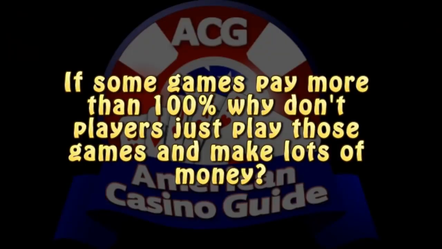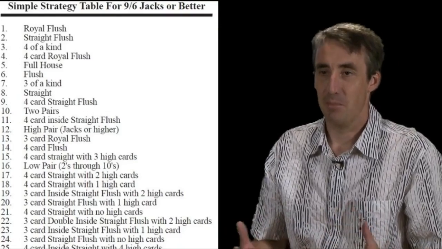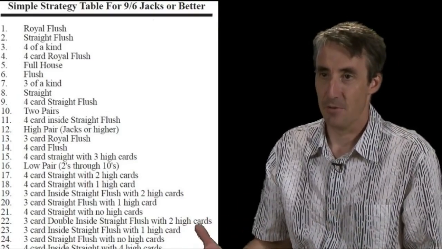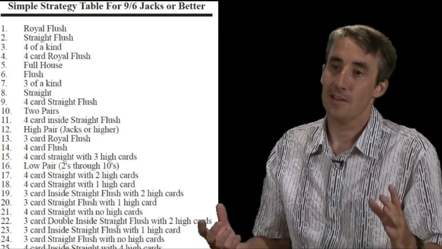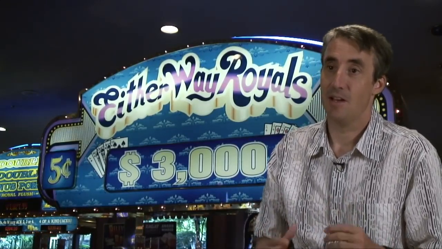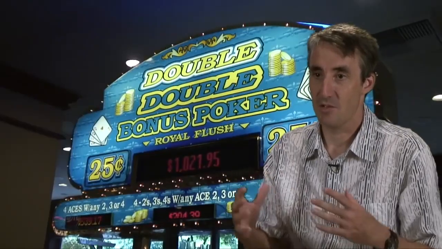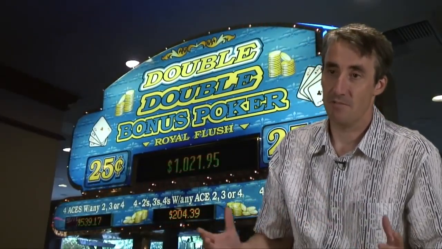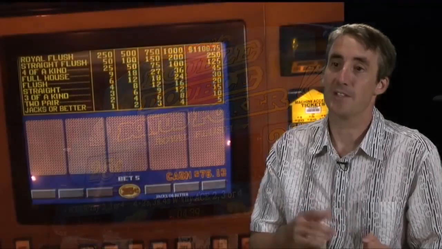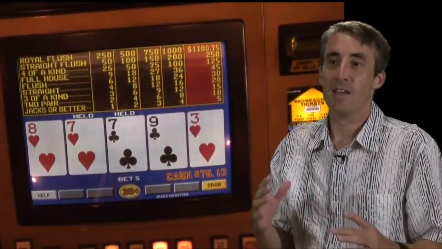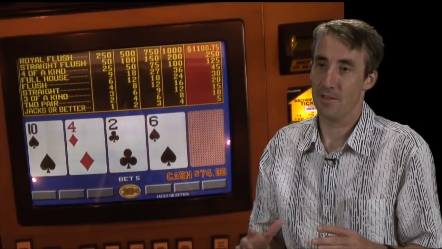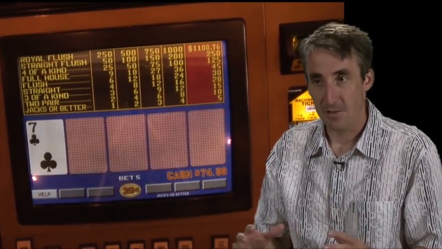If some games pay more than 100%, why don't players just play those games and make lots of money? For one thing, a lot of players are too lazy to learn the proper strategy for them. Another thing is that the machines that are set to pay over 100% usually don't take very big bets. $1 at the most, sometimes just 25 cents. The best machine in Las Vegas pays 101.7%, but it's just a nickel game. So these games are not going to be worth the time of most professional gamblers.